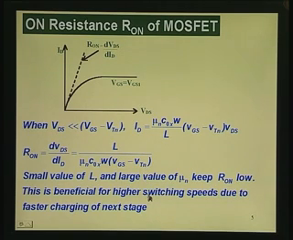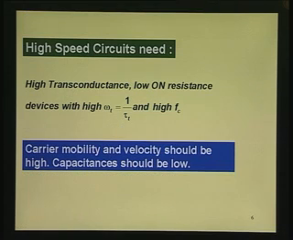So, ultimately what we are telling is small values of L and large values of mobility mu N, keep R on low. That is the key to the success of achieving higher speeds. So, you can get higher cutoff frequencies and also higher switching speeds, because when R is small, the charging time is small, faster charging. That is about the on resistance.